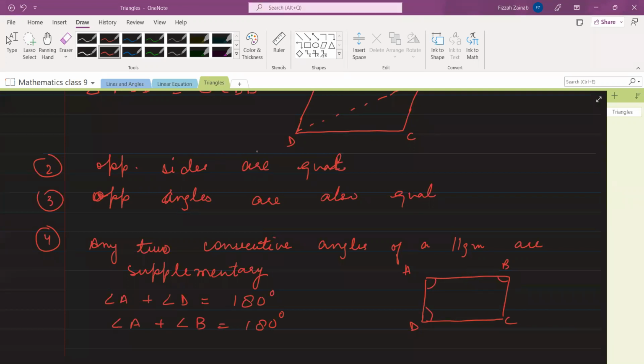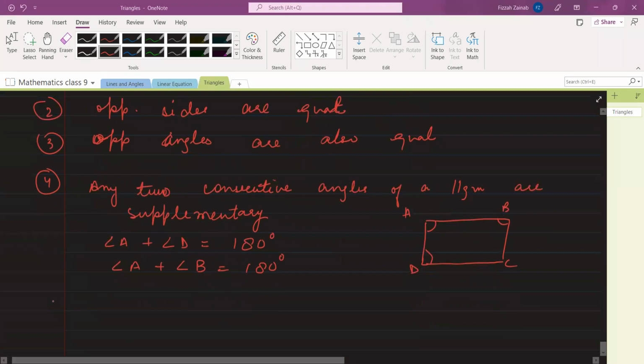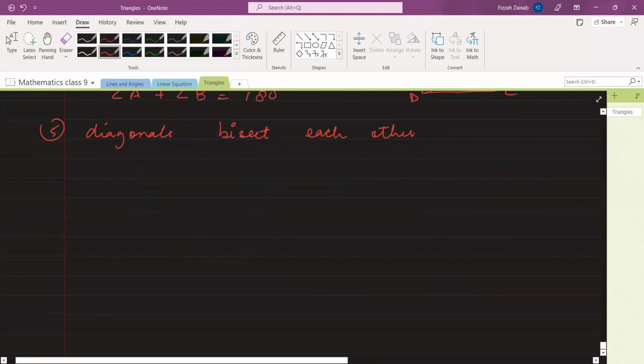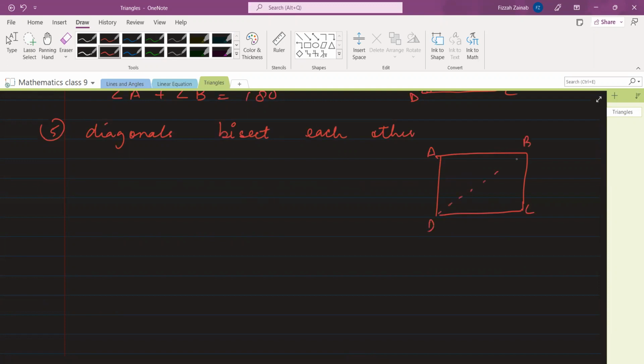And now the last property, that the diagonals bisect each other. So again, important. What is the meaning of this? If you have any parallelogram ABCD, so if you draw a diagonal, this, right? Now the other diagonal will divide this into two equal parts. Understand? So AC will divide BD into two equal parts and BD will divide AC into two equal parts.